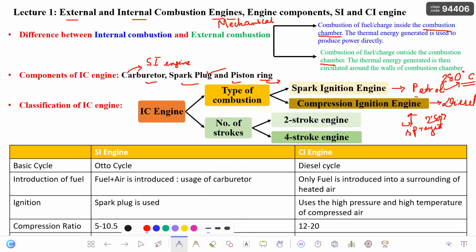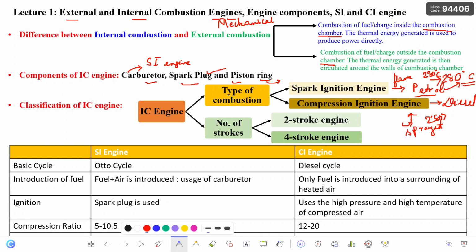But in a petrol engine, by compression we cannot reach this much temperature. So what we do is we provide a flame, and that flame is enough to ignite the petrol. That is the basic difference between a spark ignition engine and a compression ignition engine.